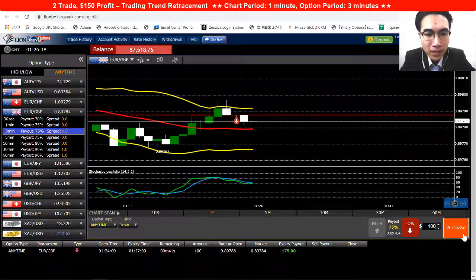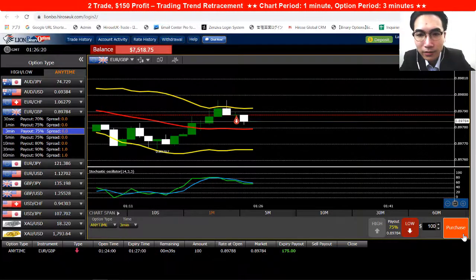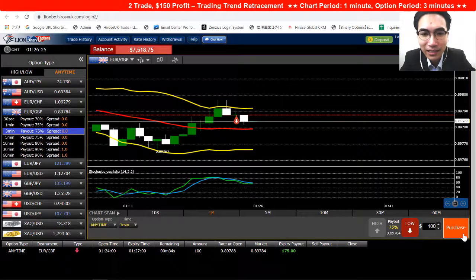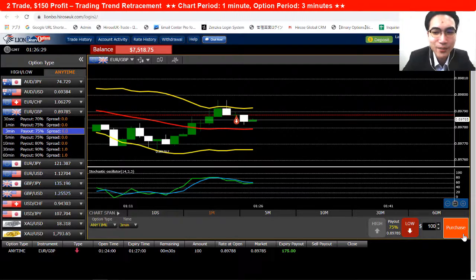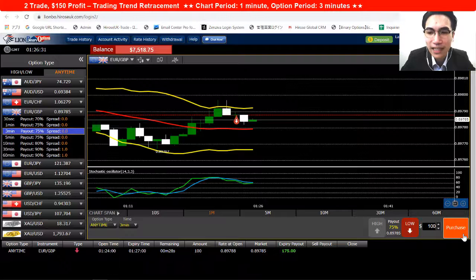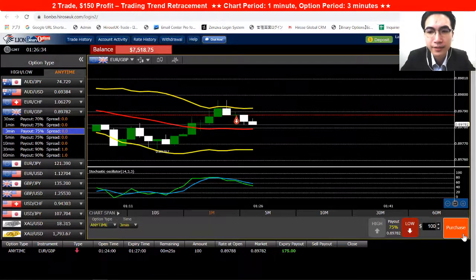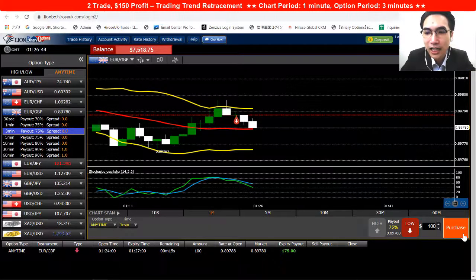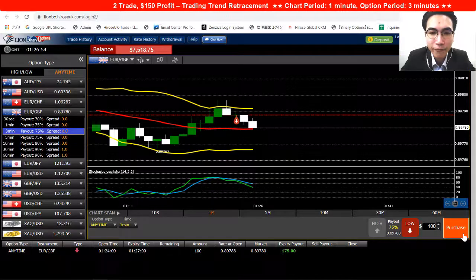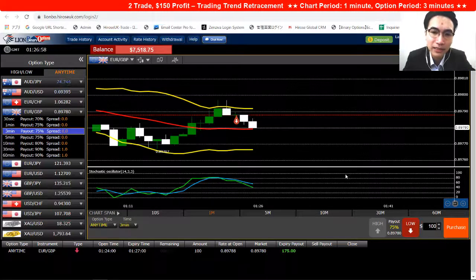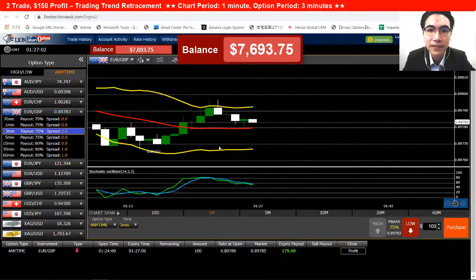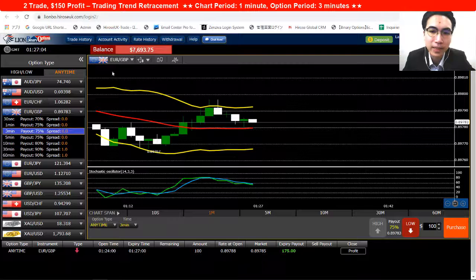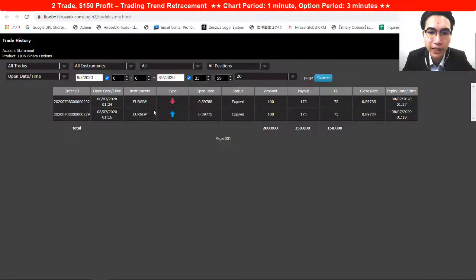Okay, so now the price is looking good. I will just fast forward a bit until the option finishes, and I'm pretty sure it's going to end in profit. Okay, so now the option is about to finish, and it's looking good. I'm sure it's going to end in profit. And yep, it ended in profit, so let's take a look at the history.